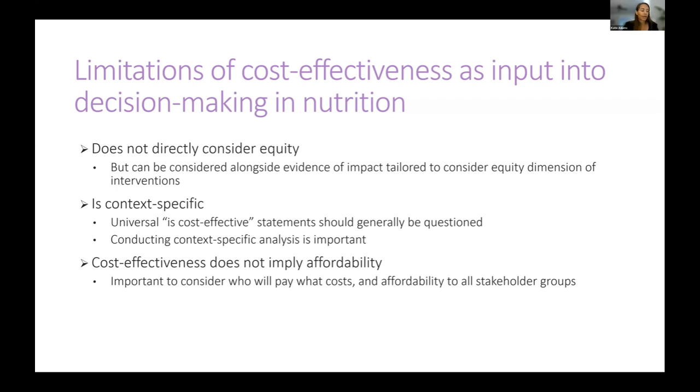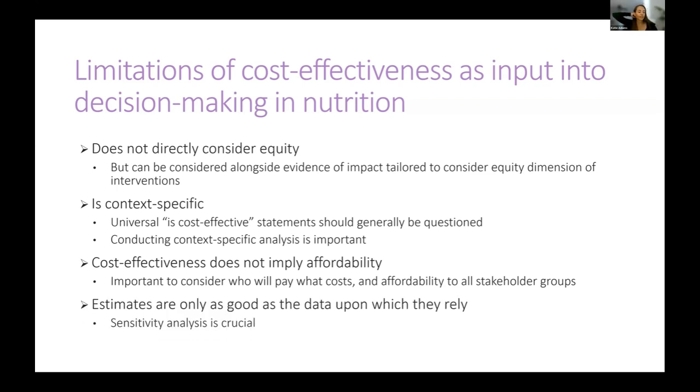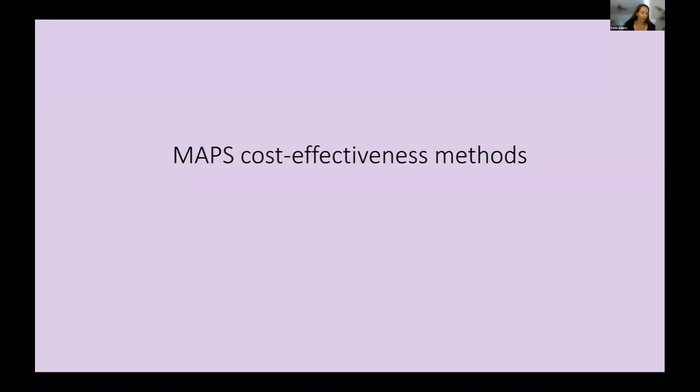So it's important to think about societal cost to all stakeholder groups alongside thinking about cost effectiveness. And then finally, when conducting a cost effectiveness analysis, the results are only going to be as good as the data used to generate them. So not only is it important to be aware of uncertainties in the underlying data, but it's also important to conduct sensitivity analysis around particularly uncertain or particularly influential parameter values, both on the cost and impact or effectiveness side of the equation.